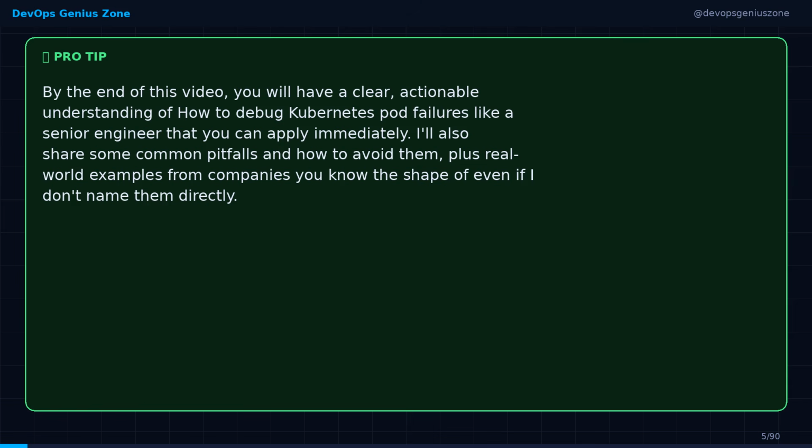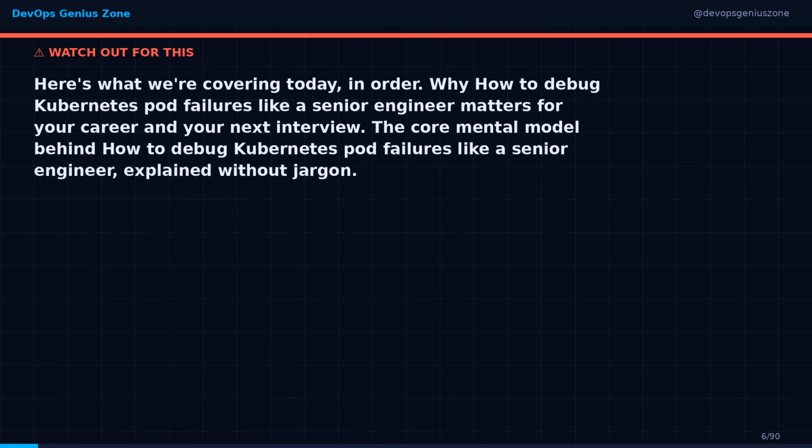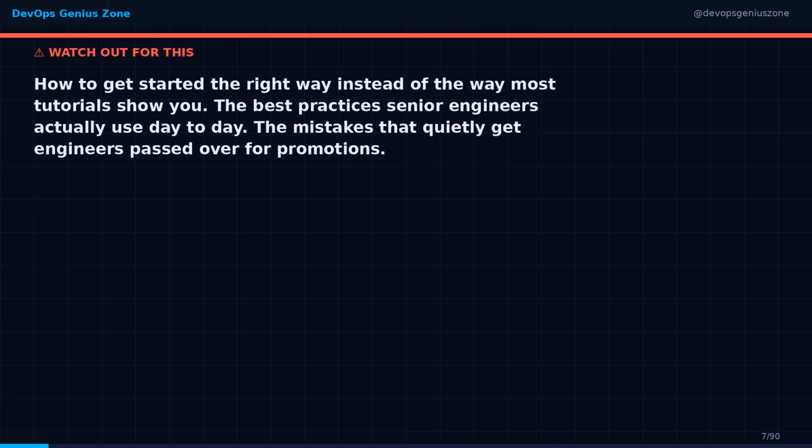Here's what we're covering today, in order. Why how to debug Kubernetes pod failures like a senior engineer matters for your career and your next interview. The core mental model behind how to debug Kubernetes pod failures like a senior engineer, explained without jargon. How to get started the right way instead of the way most tutorials show you. The best practices senior engineers actually use day to day. The mistakes that quietly get engineers passed over for promotions. A real-world example with numbers attached.